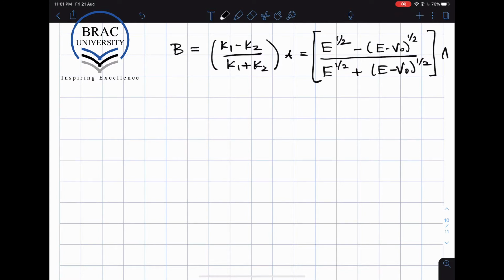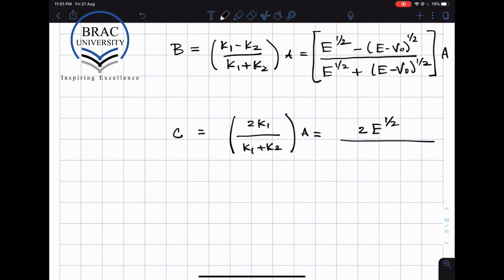So this times a. So this is our expression for b. And for c, we get 2k1 divided by k1 plus k2. Then we have a, and this is equal to, again, the other constants will cancel out from the numerator and the denominator.